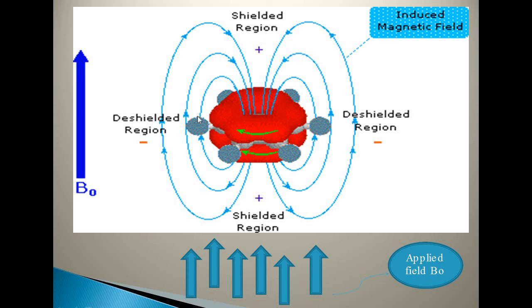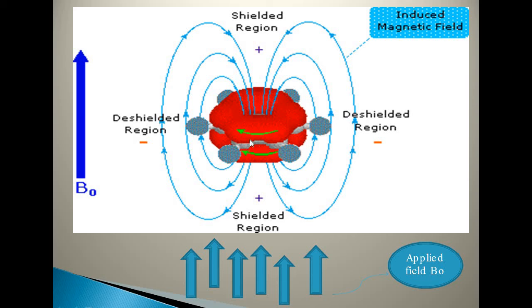This is the benzene with 6 hydrogens, 1, 2, 3, 4, 5, 6 hydrogen, and the pi electrons which are there in benzene will generate a magnetic field in this direction, and this is your external magnetic field. So here we can observe that in this region the induced magnetic field is in downward direction and the external magnetic field is in upward direction.